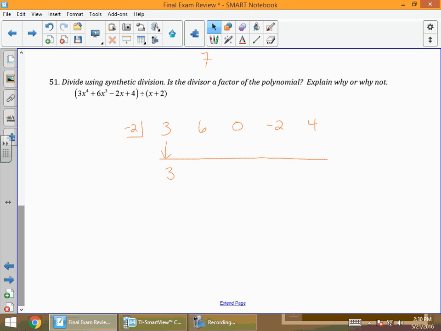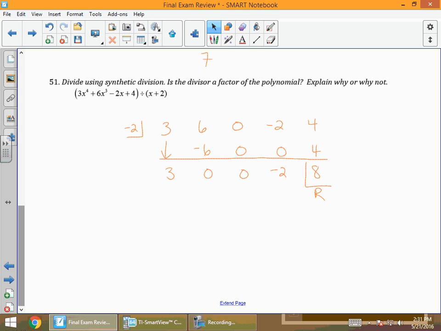And now I start multiplying. Negative 2 times 3 is negative 6. Add straight down is 0. Multiply. Negative 2 times 0 is 0. Add straight down. Multiply. Negative 2 times 0 is 0. Add straight down. Multiply. Negative 2 times negative 2 is 4. Add straight down. The last one is always my remainder. I'll just put an R there so you see it.